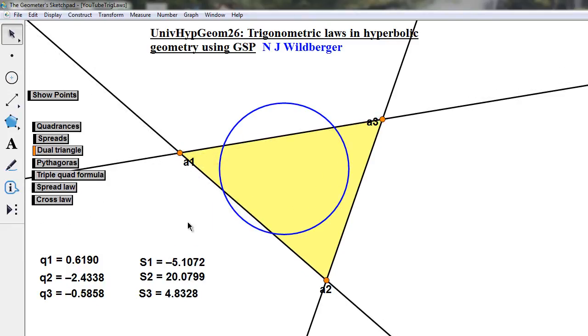Alright, so trigonometry is concerned with the relationship between these 6 numbers. And there are 4 main laws: Pythagoras' theorem, the triple quad formula, the spread law, and the cross law. Now let's illustrate these various theorems. The first one, Pythagoras' theorem, is illustrated for a right triangle.